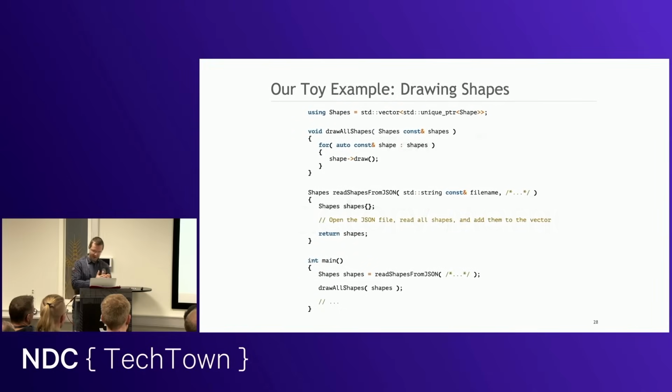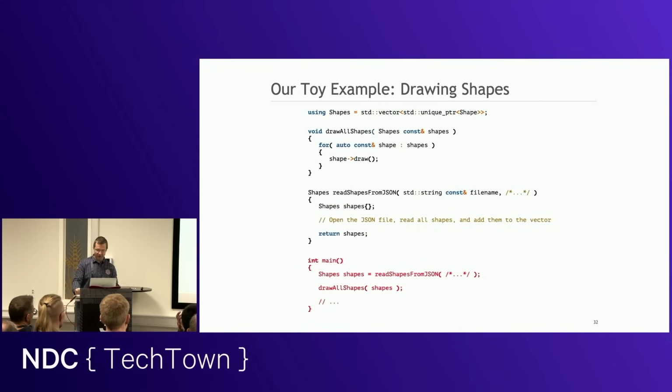So, quick example, some toy example. We want to draw shapes. To get started, I first have a vector of unique pointers of shape. And of course, it doesn't have to be, but that's the traditional, classic thing again. And I abbreviate this with shapes. It's more convenient. Then there is a function that allows me to draw all the shapes. That's good. Yeah, convenient again. But then I have a function to read shapes from JSON. I pass a string, the file name, and I get all the shapes, everything that's stored in the JSON file. And then in the main function, I read the shapes from JSON and I draw them. Cool.